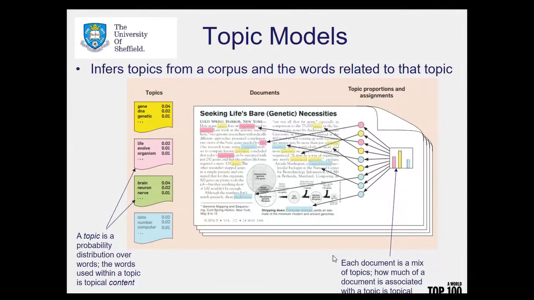For a hypothetical example, we might have a 5% probability that the word regression is used to discuss statistics, but only a 2% probability that the word mean is used to discuss statistics, and a 0.001% probability that the word electorate is used to discuss statistics. The words that we use to describe a given topic are referred to as topic content.